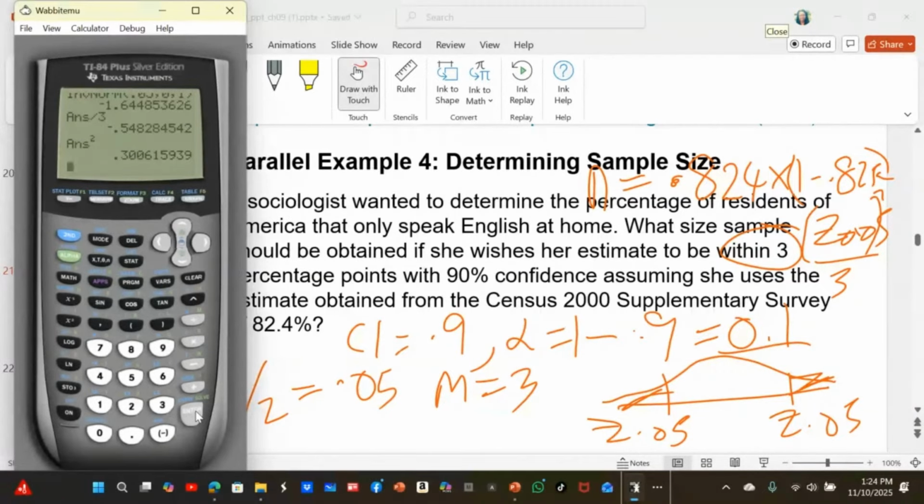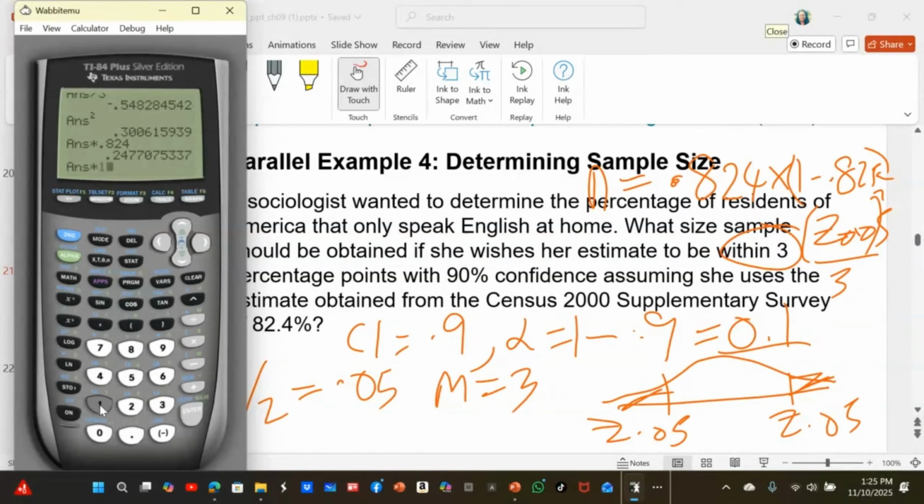Then multiply by my P hat and my Q hat. So I'm going to multiply by 0.824, and multiply again by 1 minus 0.824. Well, you know what? I can just leave my answer like that first. So I'm just going to delete this and that, and then I hit enter. And then I'm going to multiply again.